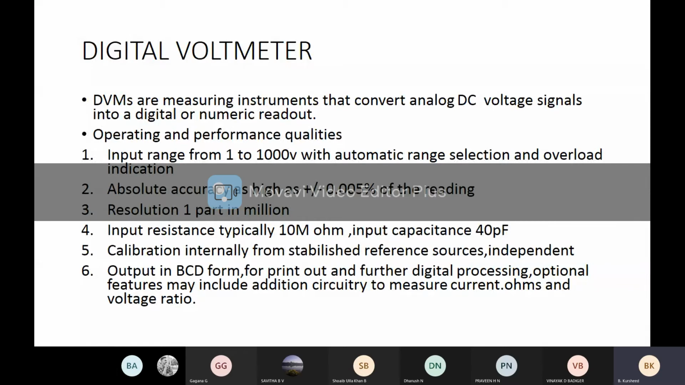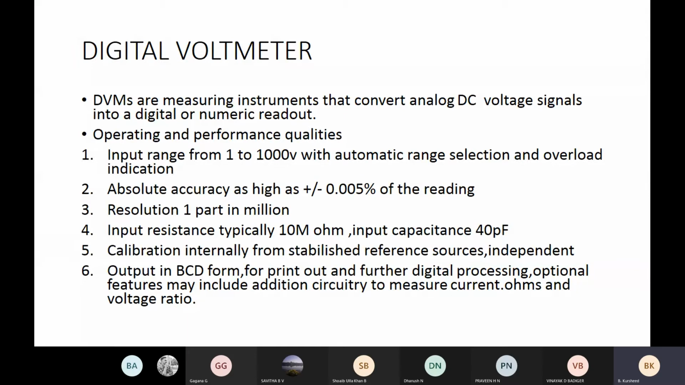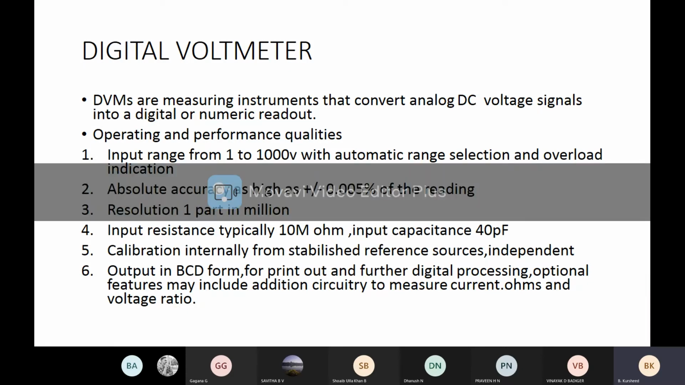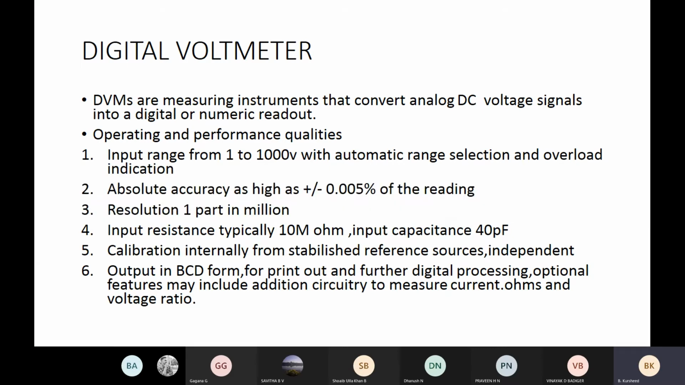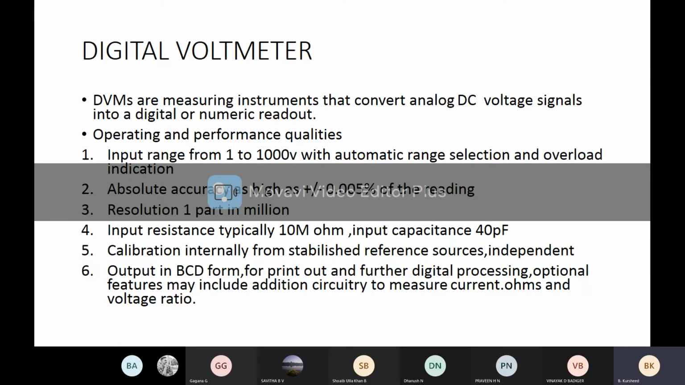Absolute accuracy is as high as plus or minus 0.005% of a reading. Means if you want to get 5 volts, there may be a small error. What is that small error? 0.005% means you will be getting something like 4.99995. Only 0.005% error will be there. So absolute accuracy is very high. Resolution of 1 part in a million means good resolution is there.